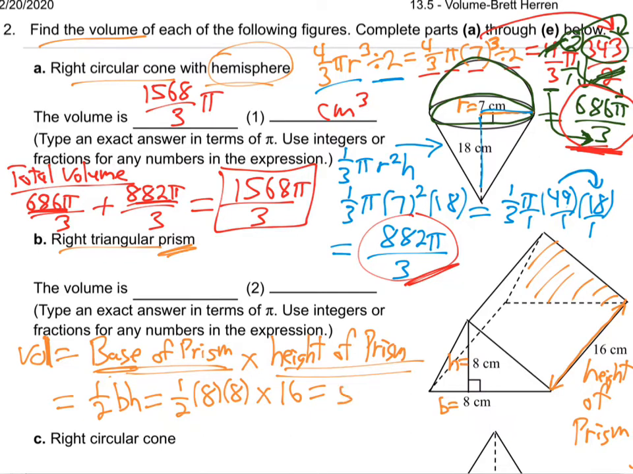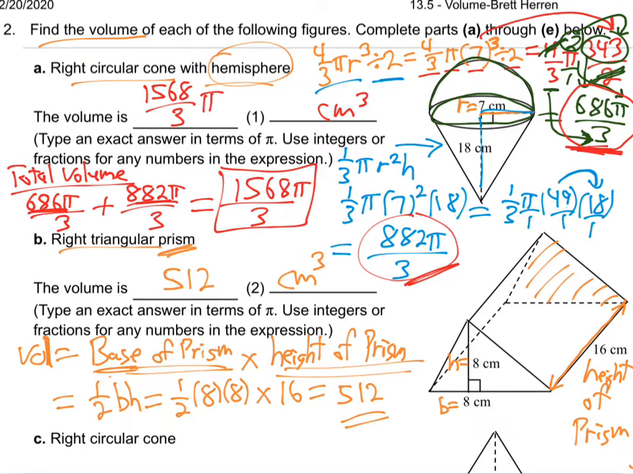And it comes out to be 512. 512, what are the units on that? Cubic centimeters, because again, this is volume, cubic units. So that was a lot easier than the other one, than part A.